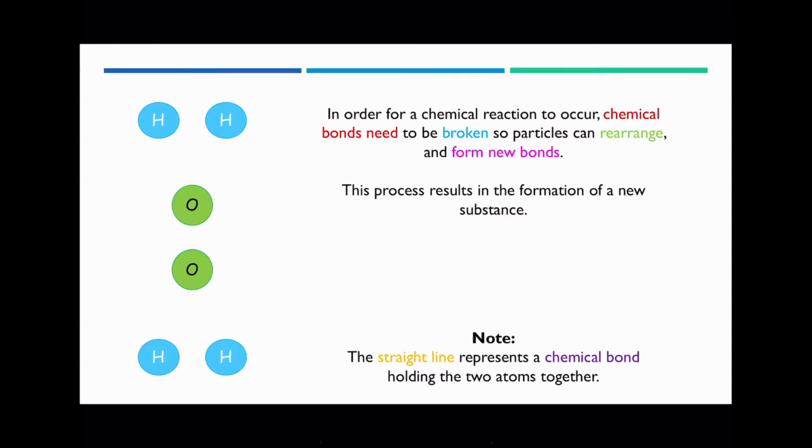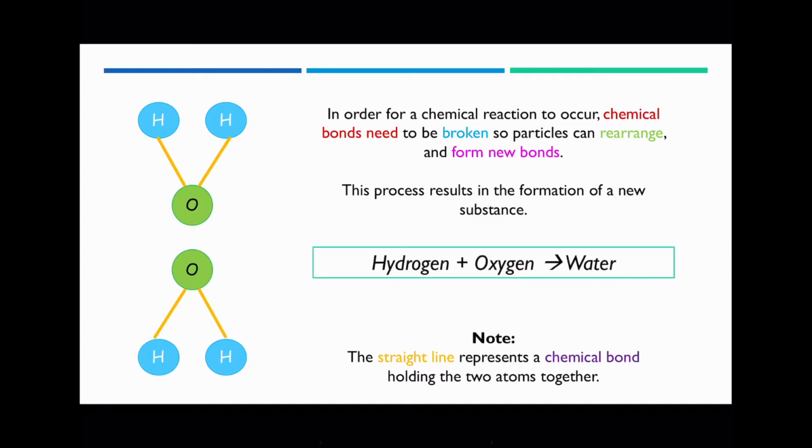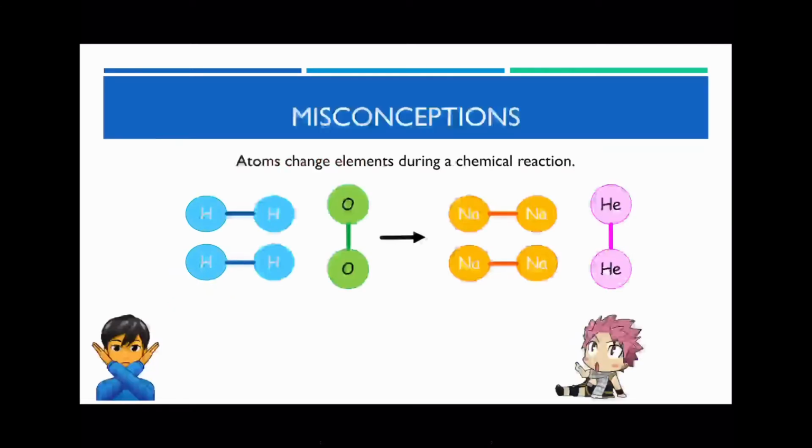Now that the bonds are broken, oxygen will form a bond to two hydrogens each, and notice that they now form a new substance. I'm hoping you recognize that the new substance formed here is water. So you've produced two molecules of water, and the chemical reaction can be summarized in this worded format: hydrogen gas plus oxygen gas produces water. Just to note, the straight line in this case represents the chemical bond that holds these atoms together.